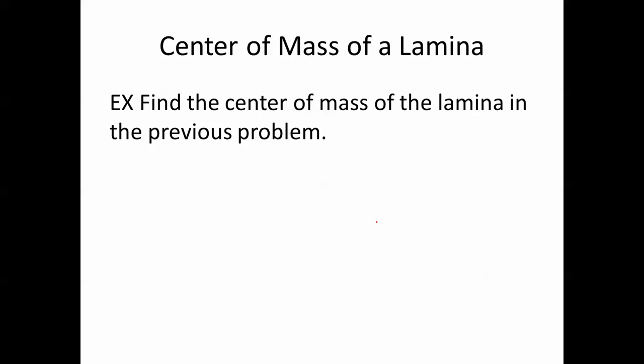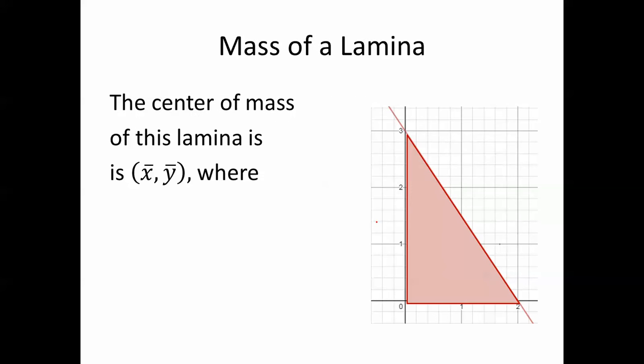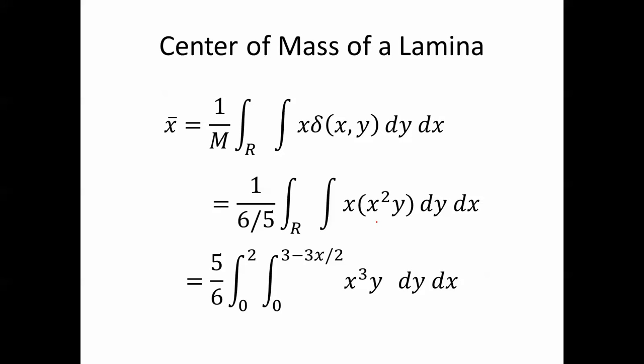So for example, find the center of mass of the lamina in the previous problem. The center of mass of this lamina is x bar, y bar, where x bar equals 1 over m times that double integral. M in this case, the mass, was 6/5, and x squared y was the density, delta. So we've got 1 over 6/5, which is 5/6, and again, the limits of integration are going to be the same as what we had earlier. And when we multiply this out, we get x cubed y dy dx.